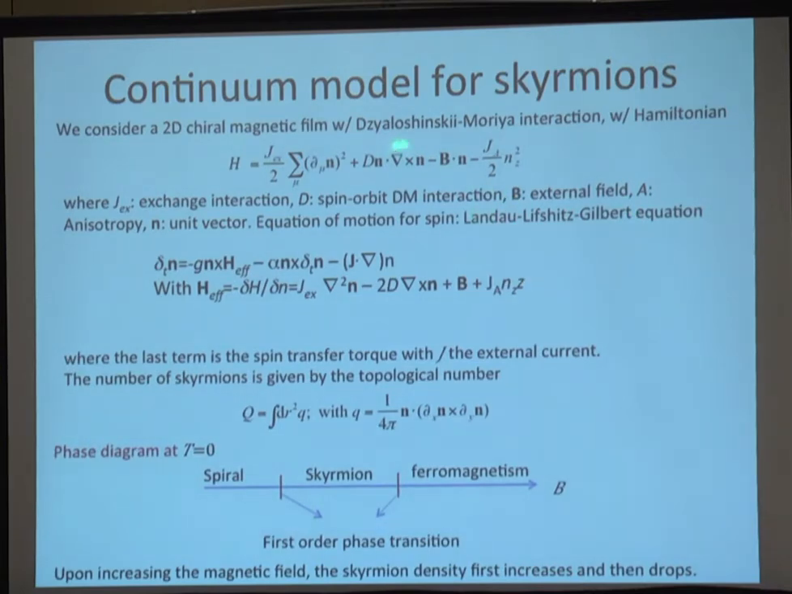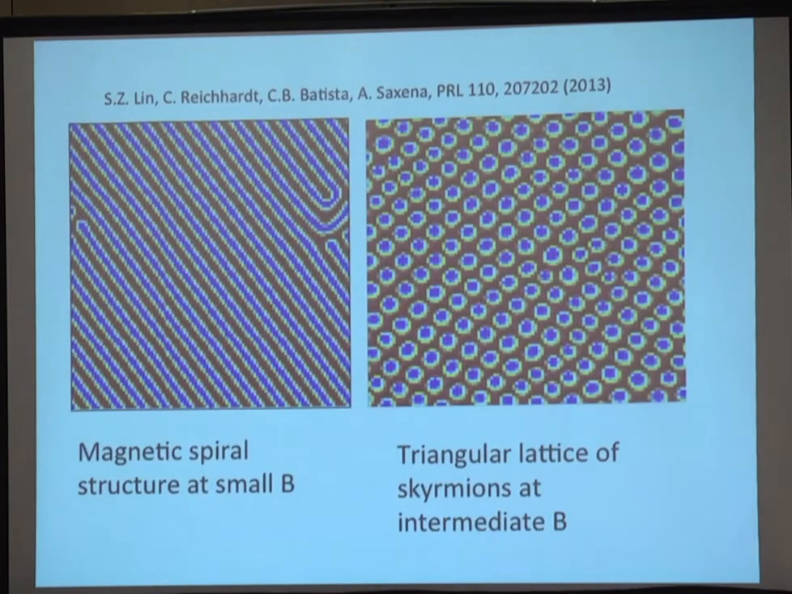So the continuum model is basically just the Landau-Lifshitz-Gilbert equations. And then if you do that, this is what you get. You get, in zero field, a nice stripe phase, and in finite field, you get the Skyrmion phase.